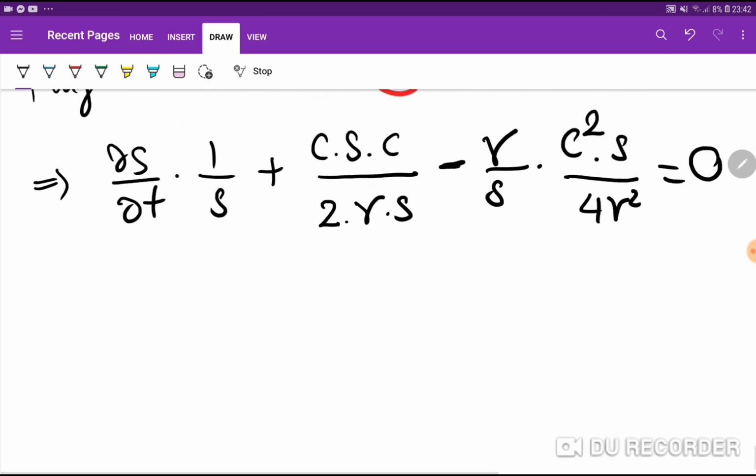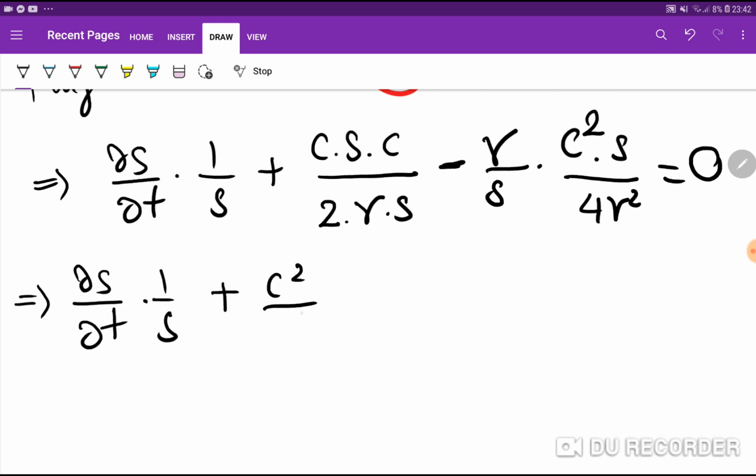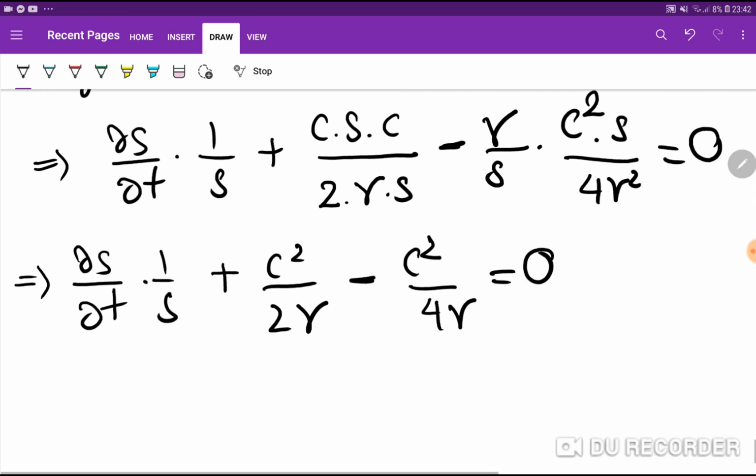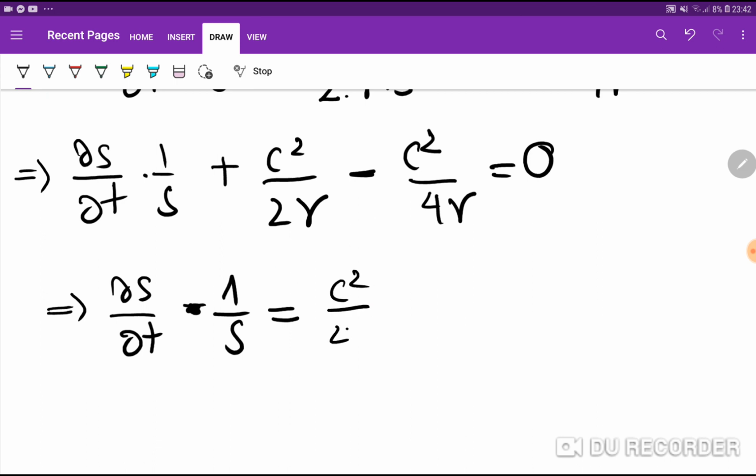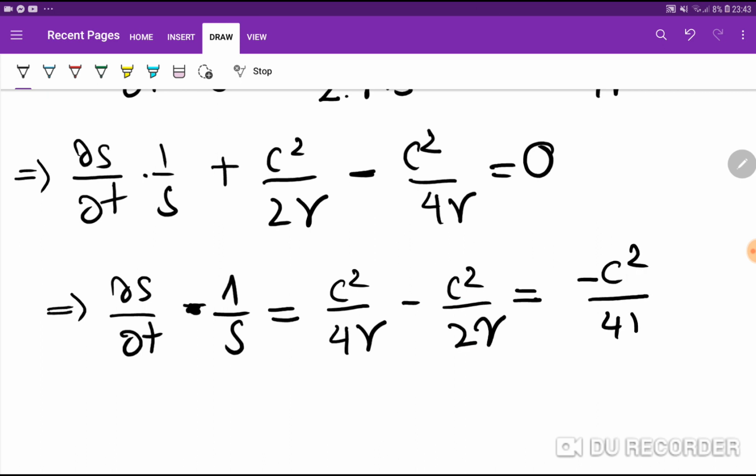Okay, so I'm going to simplify these terms. Partial S with respect to T times 1 over S plus C squared over 2 mu minus C squared over 4 mu equals 0. So I calculate: partial S with respect to T times 1 over S equals C squared over 4 mu minus C squared over 2 mu, which is negative C squared over 4 mu.